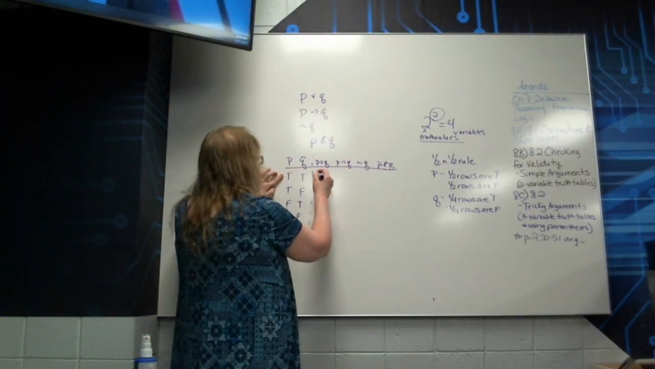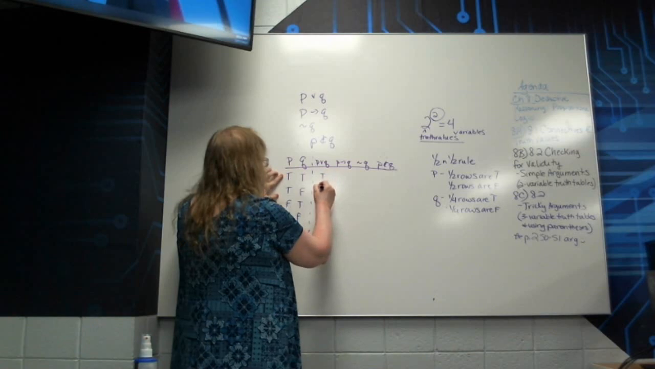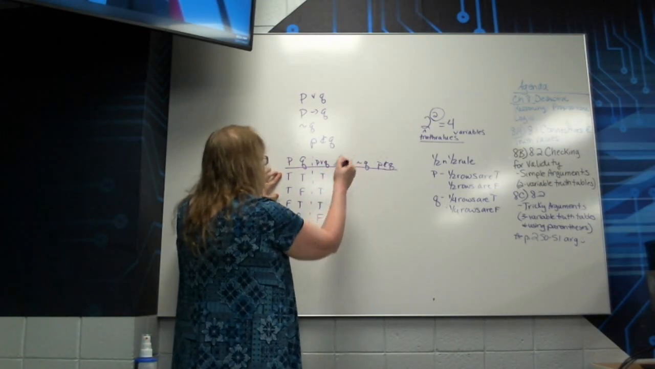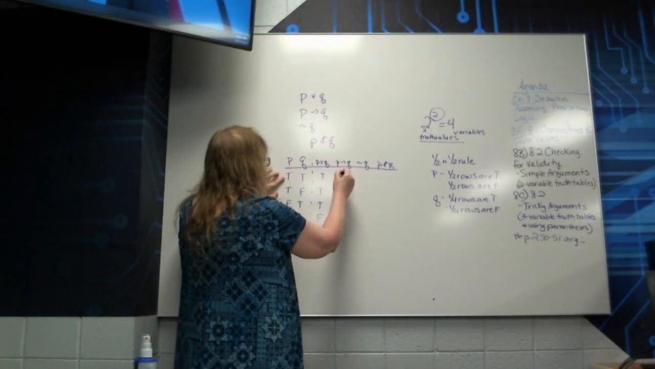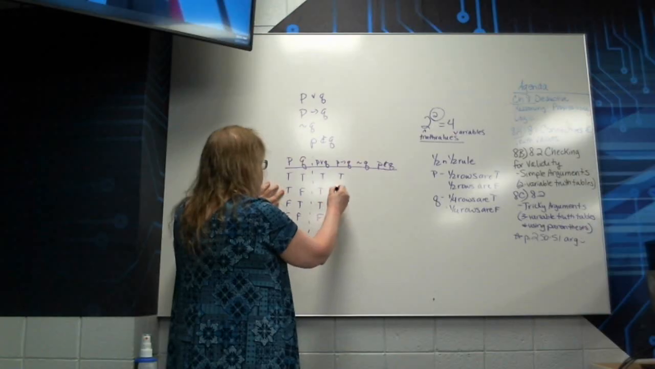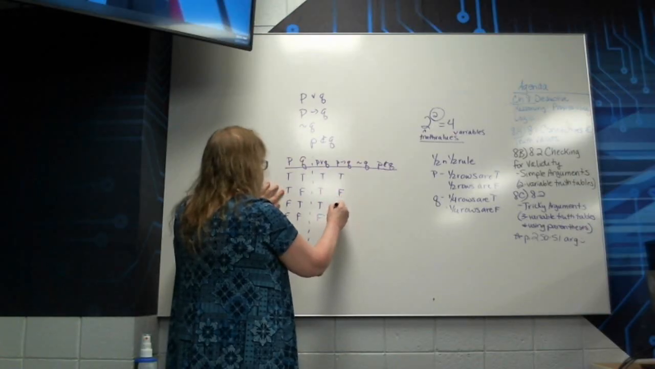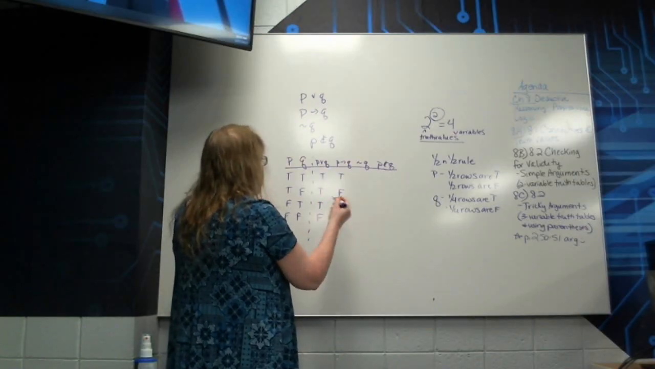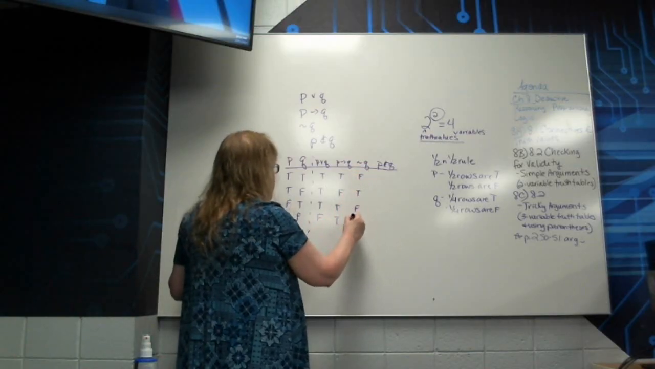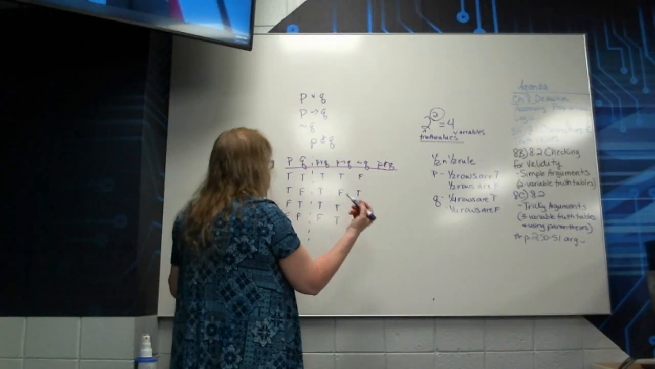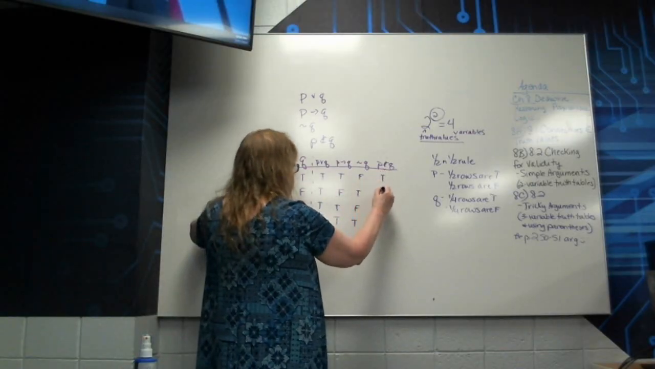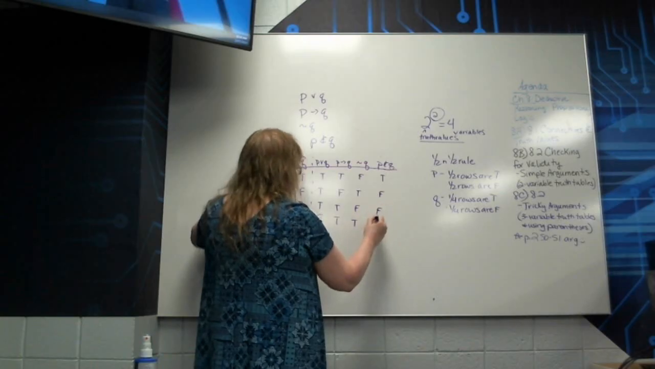P or Q, everybody's true except when we have both false statements. If P then Q, everything is true except for when the true is first and the false is second, false. And then those guys are true. Not Q, so we're going to flip that. False, true, false, true. And then P and Q, of course, is only true in this very first one. The rest are all false. So we have some work to do with our validity checking.